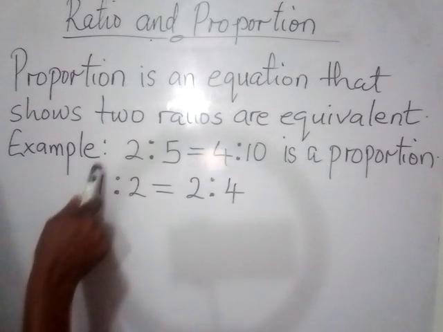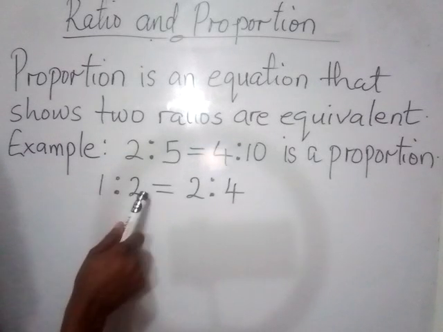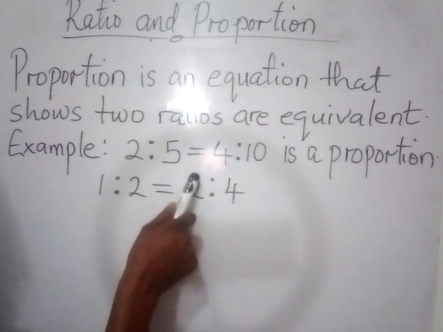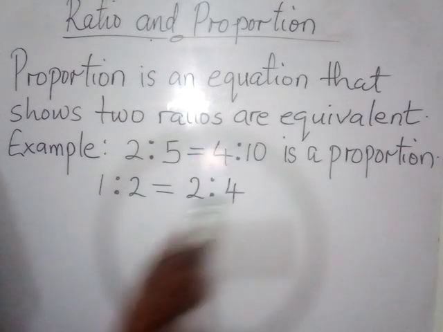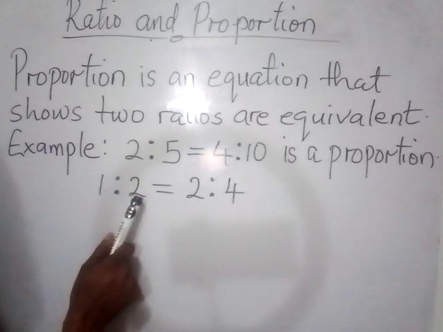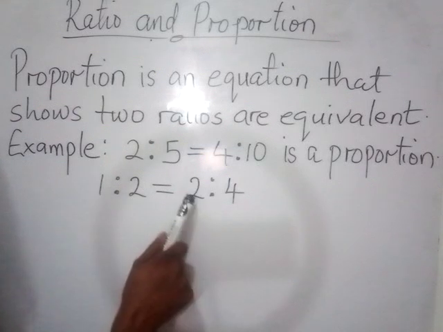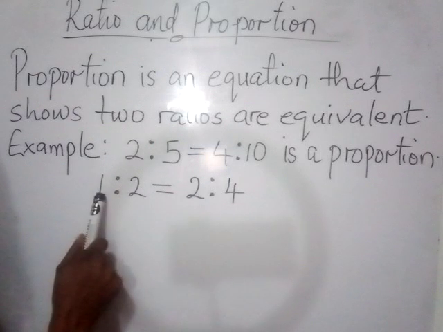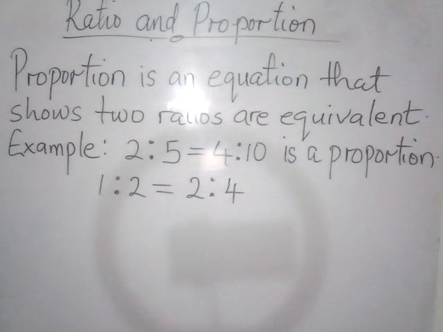The next one here is ratio 1 to 2, and that is the same thing as ratio 2 to 4. For every one of this first item, there are 2 of the other item, and for every 2 of this first item, there are 4 of the second item. So that basically is what proportion is.